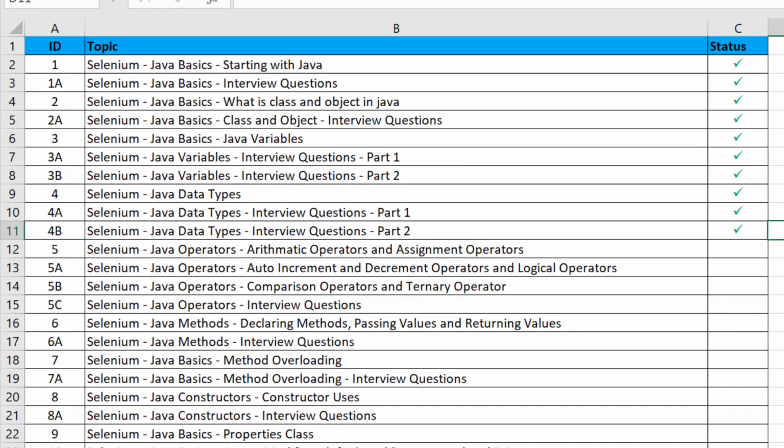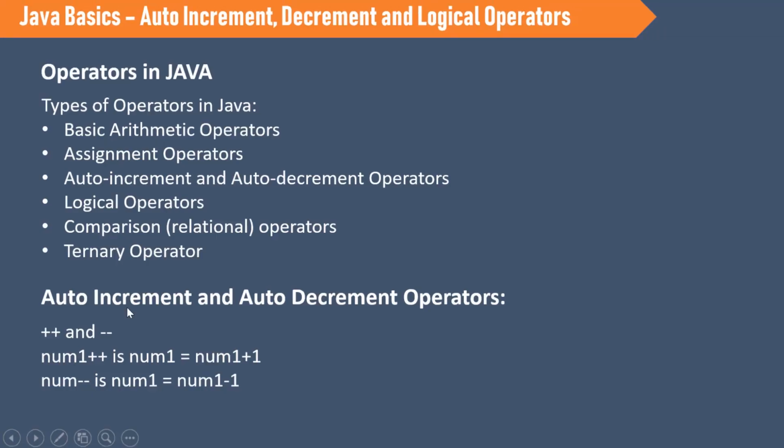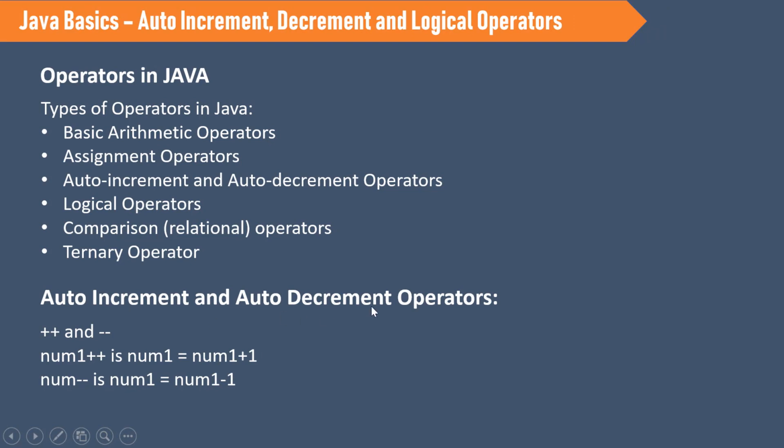In the previous video, we have seen arithmetic operators and assignment operators. So this is completed. In this video, we will see auto-increment and decrement operators and logical operators. So what are the auto-increment and auto-decrement operators? Auto-increment and auto-decrement operators are plus plus and minus minus.